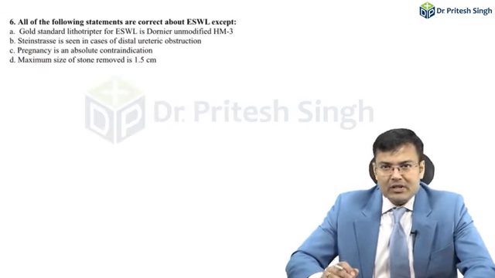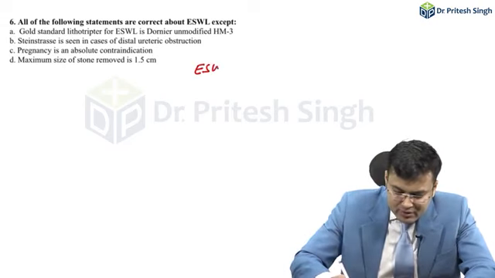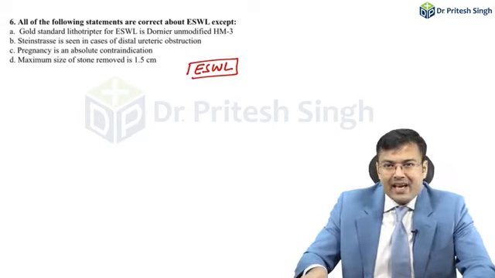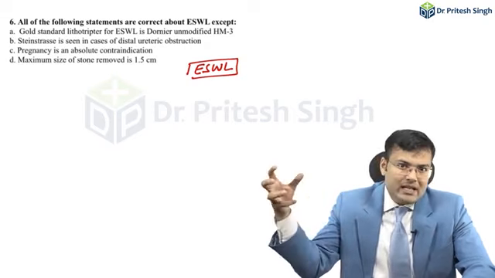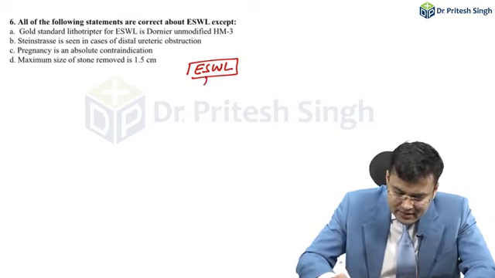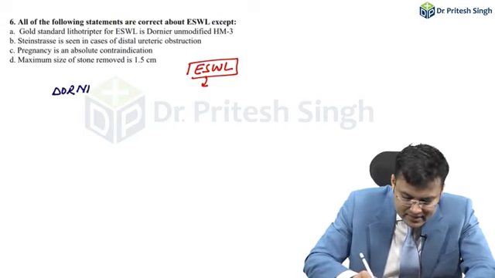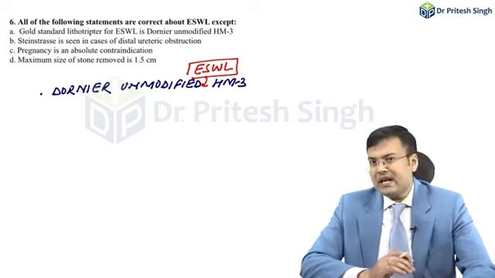Now let us first discuss what is ESWL, and then we will discuss the question. The full form of ESWL is extracorporeal shockwave lithotripsy. What do you mean by extracorporeal? Extracorporeal means the shock wave is generated outside the body and then it is focused inside the body. How does it work and how is it generated? First, the gold standard lithotripter is the Dornier unmodified HM3. This is the gold standard lithotripter.